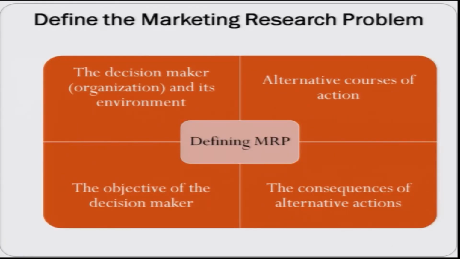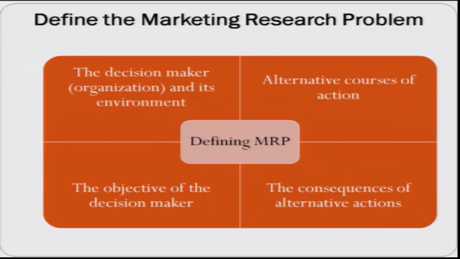Now, corresponding to the marketing research problem, one of the important things to understand is the decision maker and its environment. You need to understand, if a manager is standing at a particular point of time in a decision making situation, what is its environment: the competitive environment, the external environment, and the various other factors that affect that decision making situation.